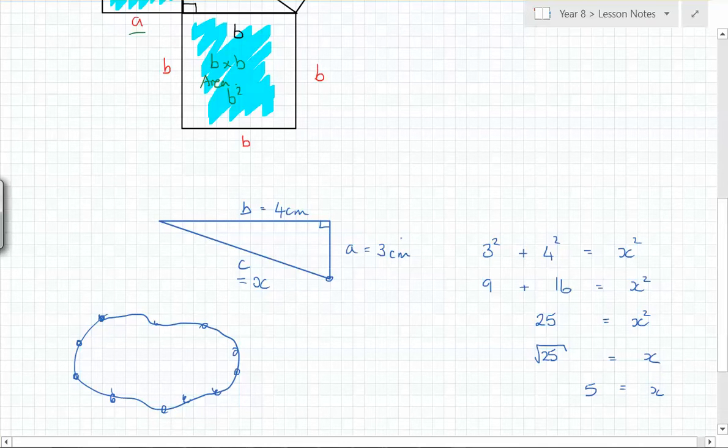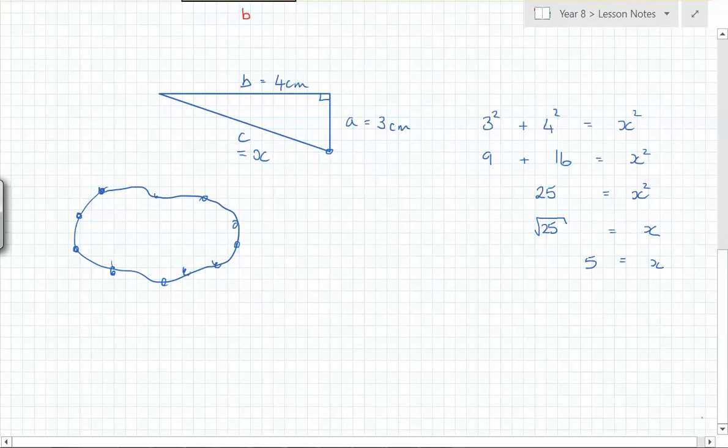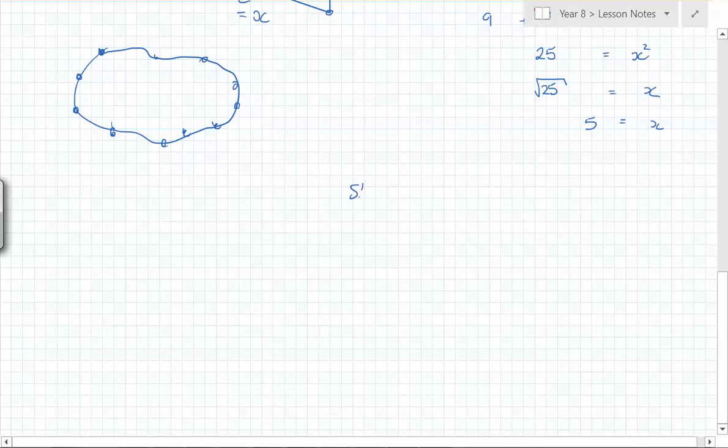Others are 6, 8, and 10. Double every side. So we can show, actually, if I said to you, show that this triangle, a really rough sketch, is right-angled. Not as rough as that, please. If I said to you, show that 6, 8, 10 is a right-angled triangle, how would you go about proving that?